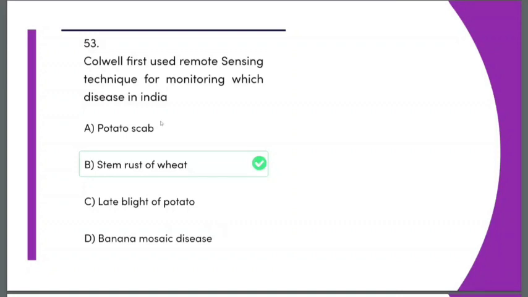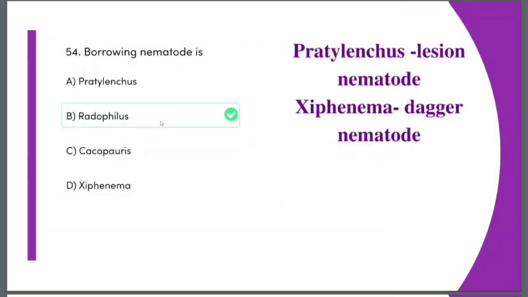53rd is, Colville first used remote sensing technique for monitoring which disease in India. So they used the remote sensing technique for stem rust of wheat monitoring. 54th question is burrowing nematode is Radopholus is the correct answer. Pratylenchus is lesion nematode, and Xiphinema is dagger nematode.